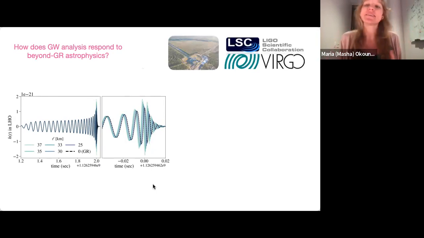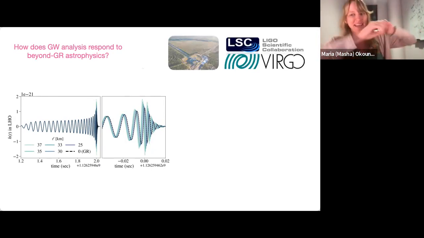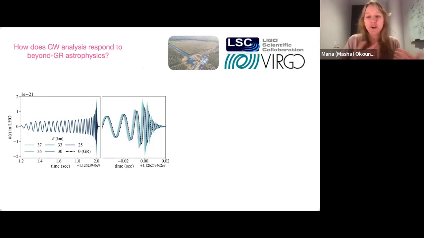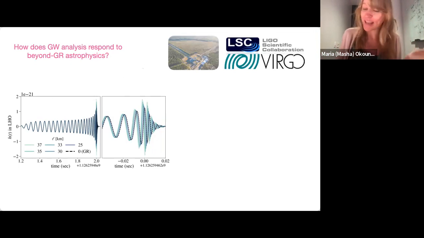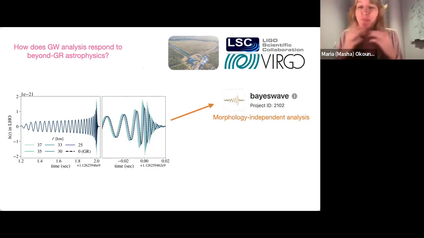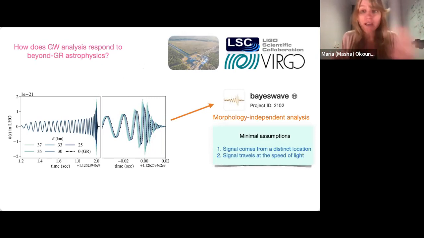And what we want to know is that if we put these through standard LIGO, Virgo, KAGRA data analysis pipelines, in other words, if we say, you know, this is the signal that I've received in my detector, what could I currently infer from it using standard data analysis pipelines, including BayesWave, which is a morphology independent analysis that does not assume GR, and it makes minimal assumptions.